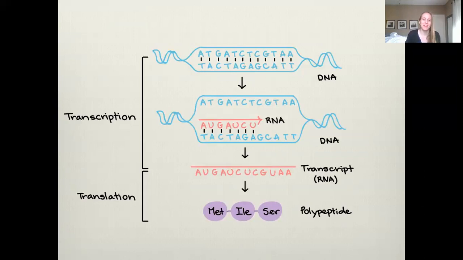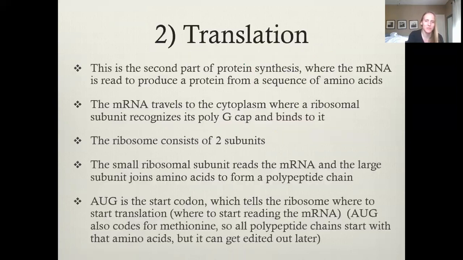Okay, so this is kind of what the process looks like. Again, according to the central dogma, transcription first, which is going from DNA to our mRNA, which is this pink strand, and then the mRNA to the amino acids that make the polypeptide is the translation portion. So that's what we're going to move on to next.